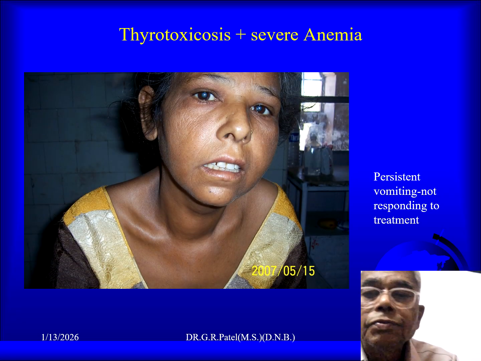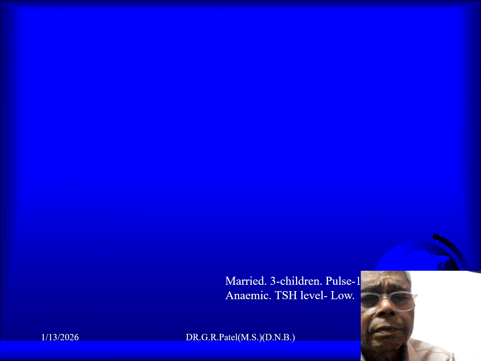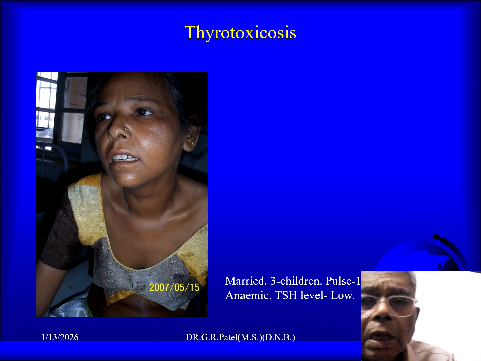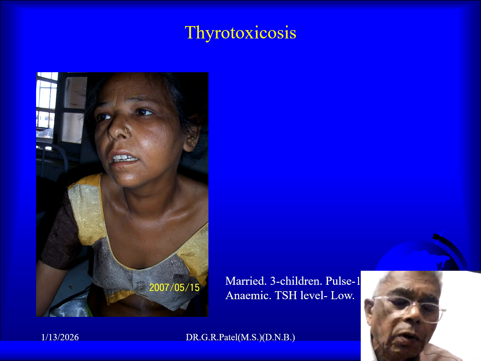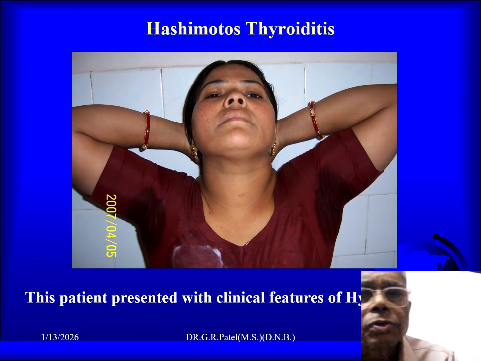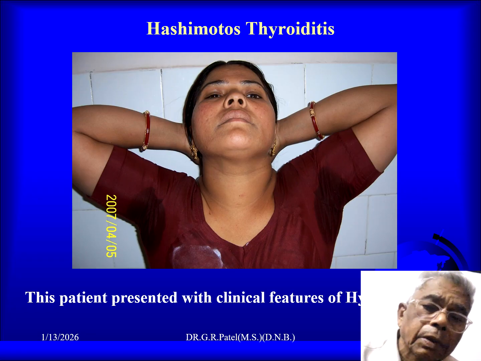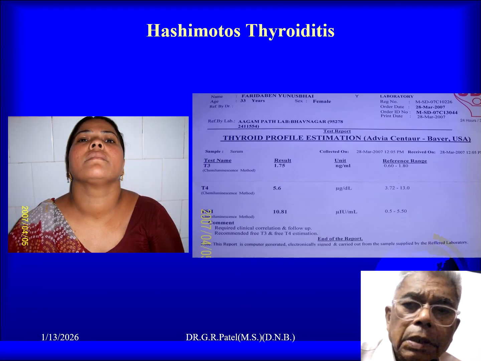Patient presented with severe anemia, persistent vomiting, not responding to treatment. Thyrotoxicosis, married, 3 children, anemic patient, TSH level low. Hashimoto's thyroiditis, this patient presented with clinical features of hyperthyroidism. Hashimoto's thyroiditis.